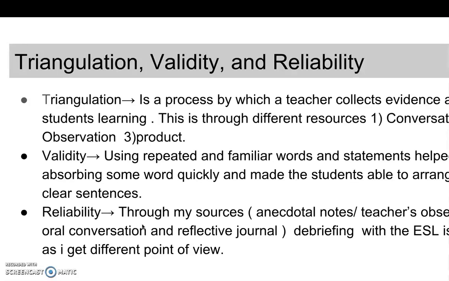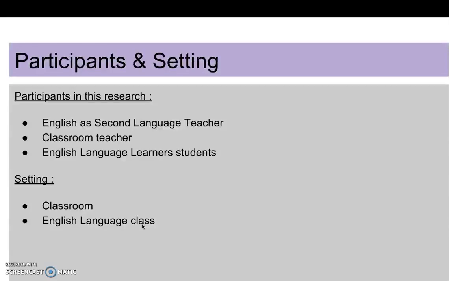Triangulation, validity, and reliability. Triangulation is a process by which a teacher collects evidence about students' learning. This is through different resources: conversation, observation, and product. Validity: using repeated and familiar words and statements helped in absorbing some words quickly and made the students able to arrange some clear sentences. Reliability: through my sources, anecdotal notes, teachers' observations, oral conversation, and reflective journal. Debriefing with the ESL teacher is reliable as I get different points of view.